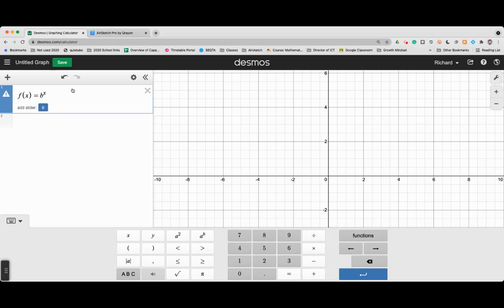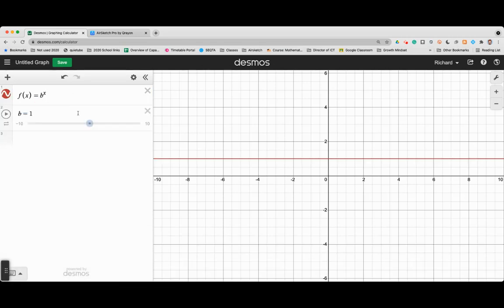Now, when you do that, you can see that Desmos gives you the opportunity to add in a slider, i.e. it's assuming that x is the variable, which it is, and that f is the function, which it is, and it's saying, oh, is b a number that might just change? So tap on yes or tap on b to add a slider. And now we have the function f of x equals 1 to the x, which is pretty boring. It's trivial.